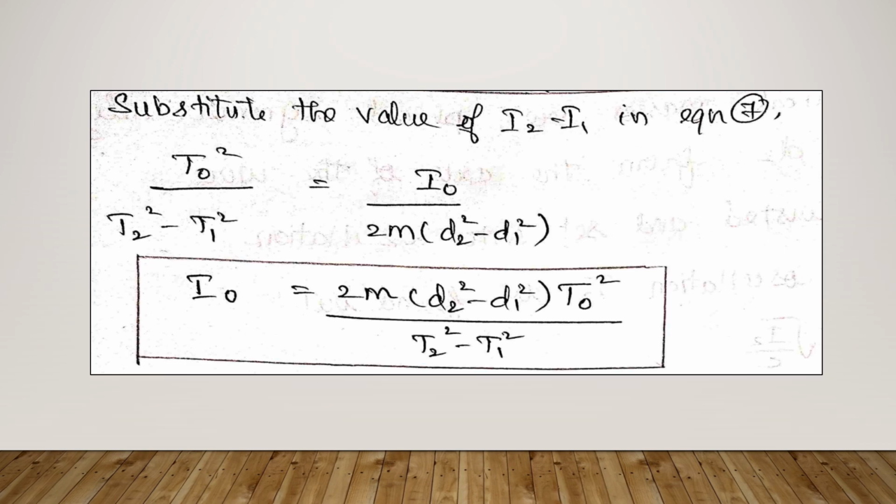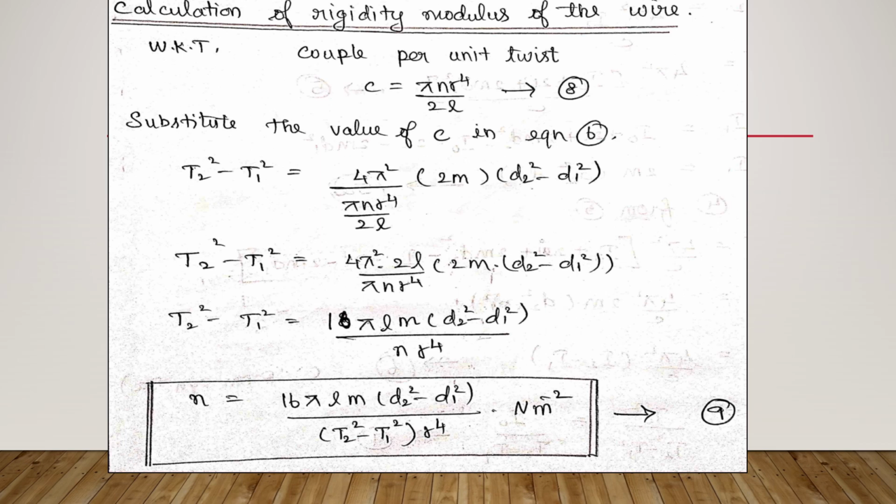Now we are going to find the rigidity modulus of the wire. So consider the equation for couple per unit twist. C is equal to pi n r power 4 by 2l. Now substitute this value in equation number 6. So T2 square minus T1 square is equal to 4 pi square divided by pi n r power 4 by 2l into 2m into d2 square minus d1 square. So in equation number 6, I have replaced the value of C.